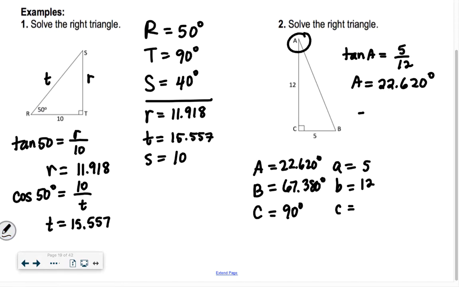And then if you do the Pythagorean theorem, 5 squared plus 12 squared equals C squared, you end up getting C is equal to 13. That's a Pythagorean triple that we use quite a bit. Okay, does it make sense? Okay, so we're moving on from that.